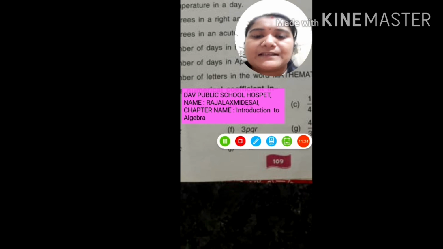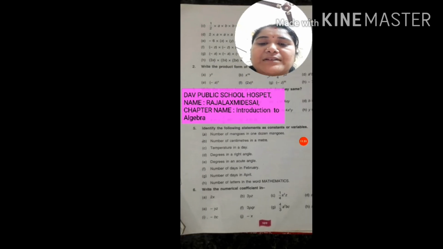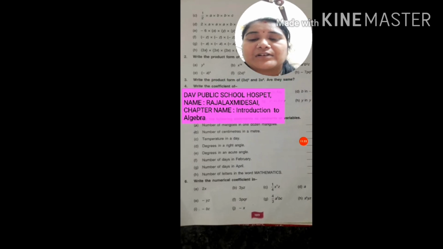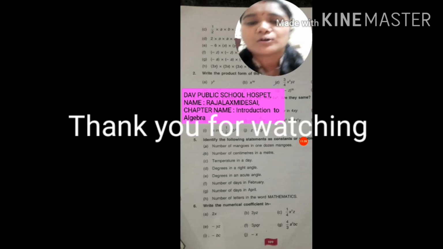So children, in this session, under Introduction to Algebra, we have solved the problems from worksheet number 3, question numbers 4, 5 and 6. Hope you have understood well.